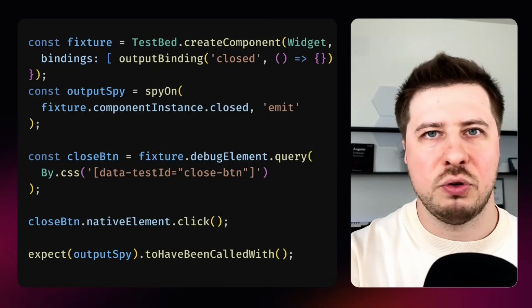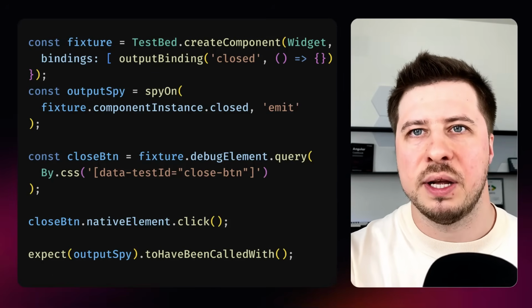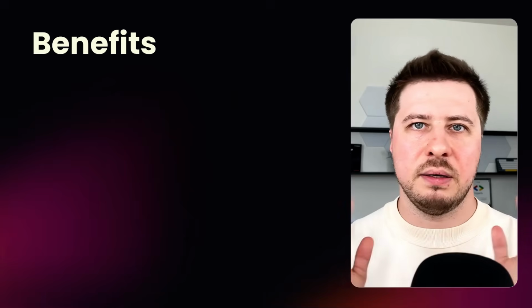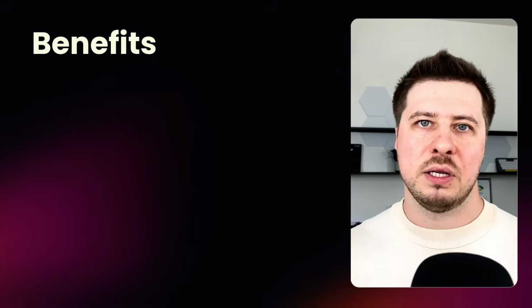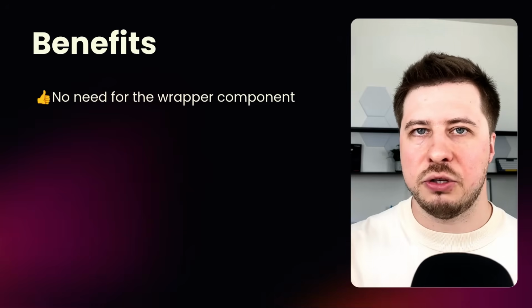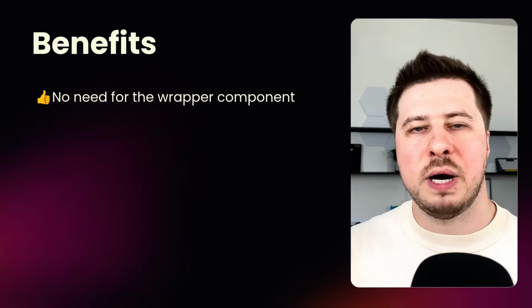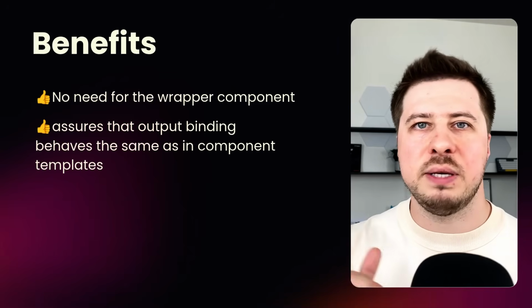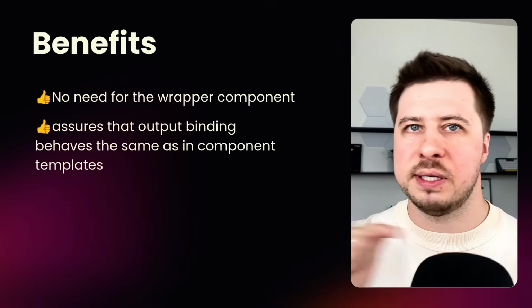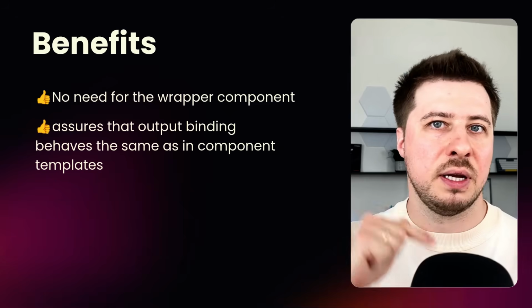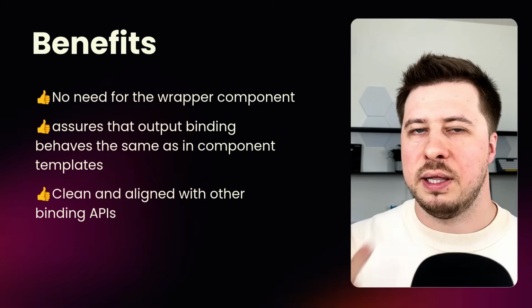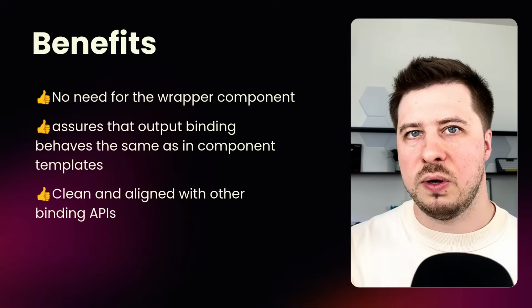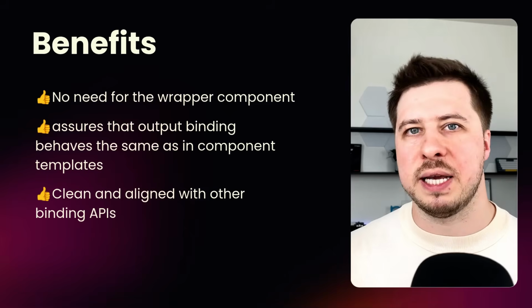But anyway, usually it's just a matter of taste. Now, let's very quickly highlight the benefits of this new binding API. So again, no need for an additional wrapper. The output binding ensures that everything behaves in your tests the same way as it would in a non-testing environment. And third, it is still lean and clean and also aligned with the inputBinding API.